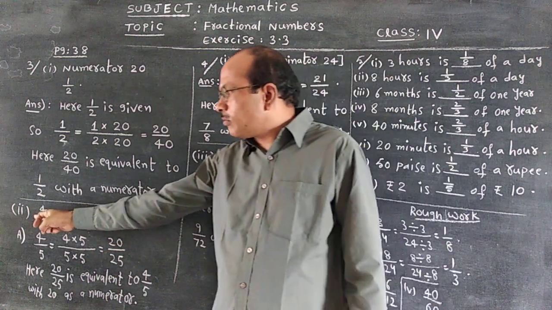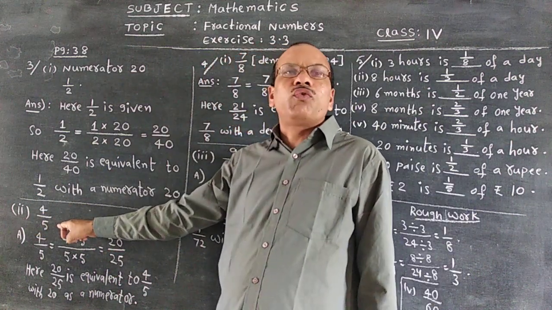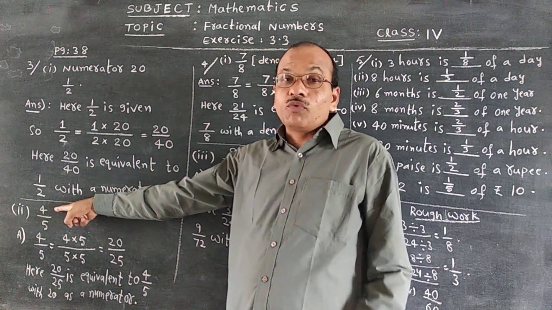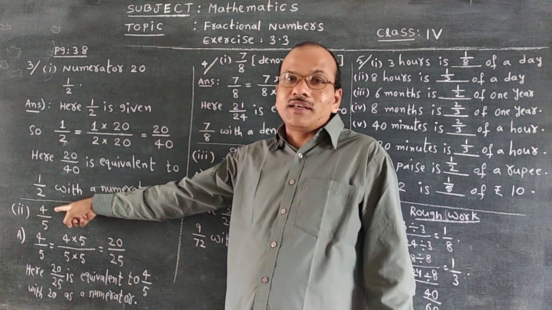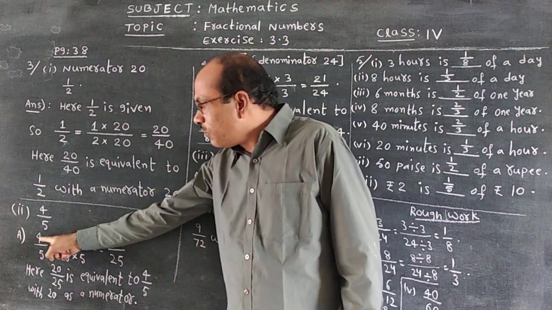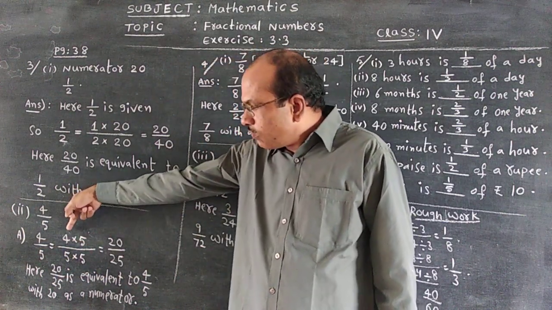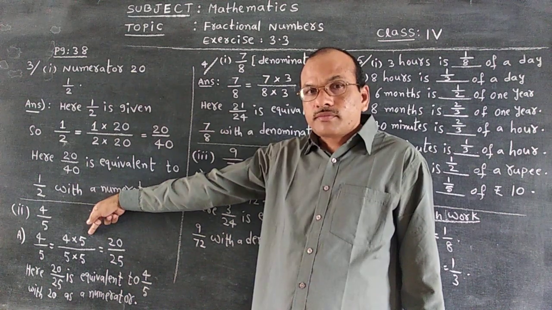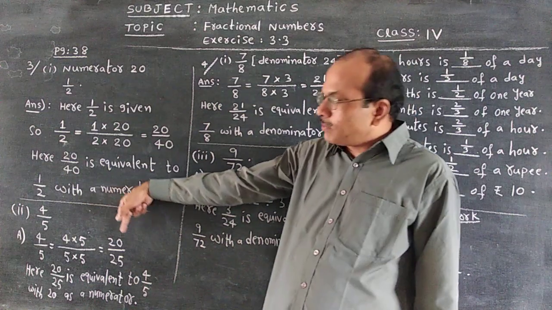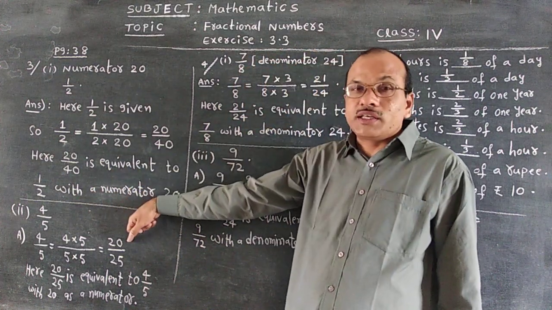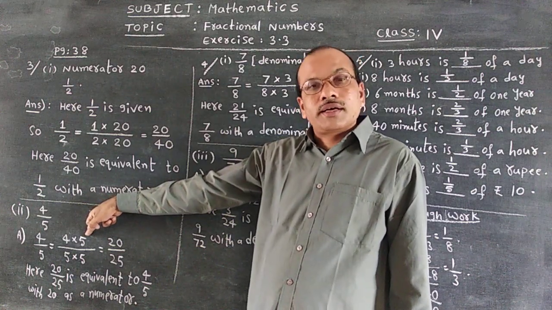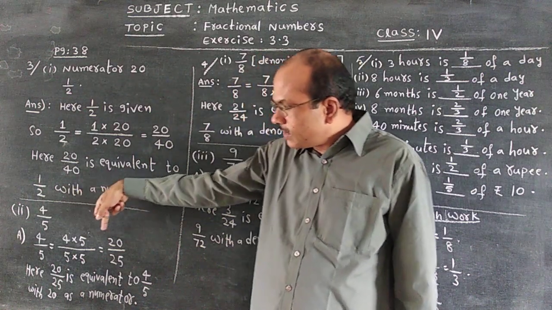See the second one. The given fraction is 4 by 5. What is given in the numerator? 4. But we want to show 20, because they said so in the question. That's why 4 by 5 is equal to 4 multiplied with 5. Then only we will get 20 as the numerator, because 4 fives are 20. This 5 they did not give. We only should think and get that 5. 4 fives are 20.